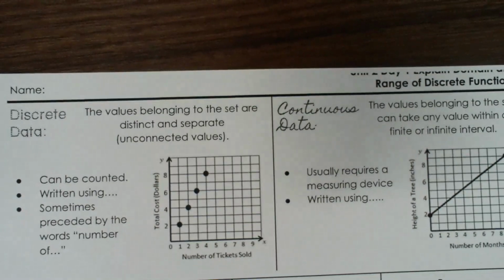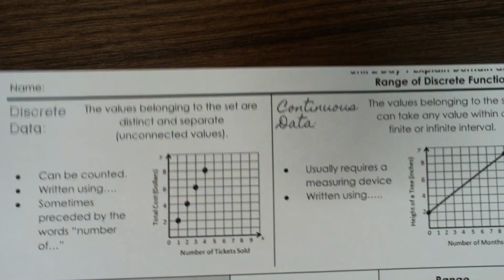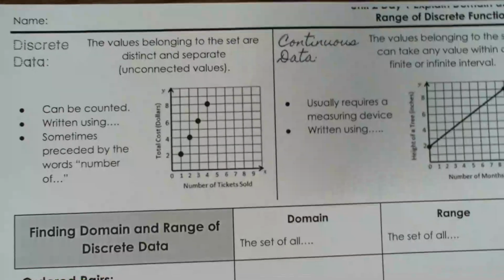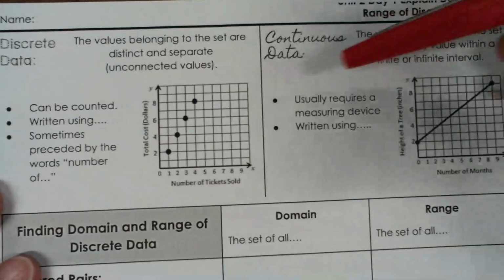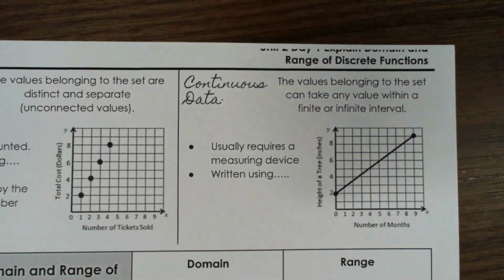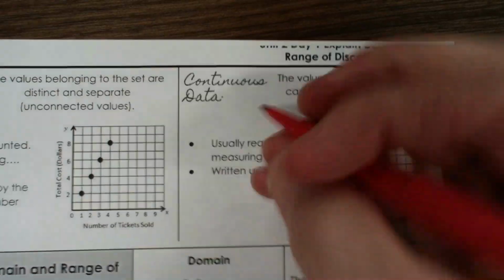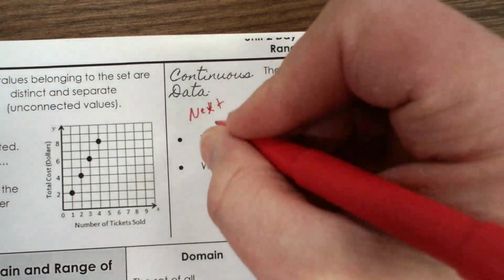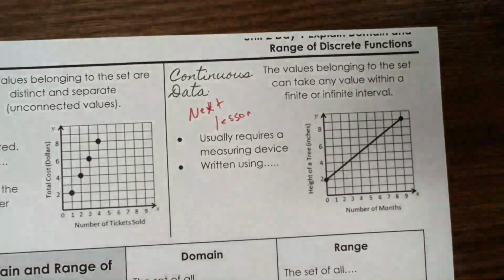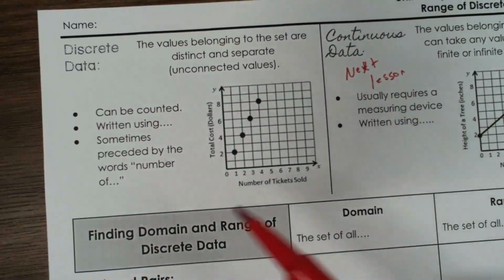Hey everybody, today we're talking about discrete and continuous data, mostly the domain and range of discrete data. So this right here, this continuous data, this is going to be next lesson. But what we're going to focus on is discrete data today.